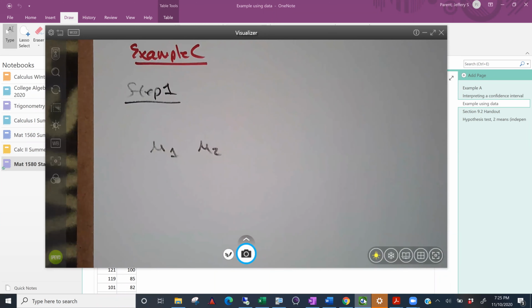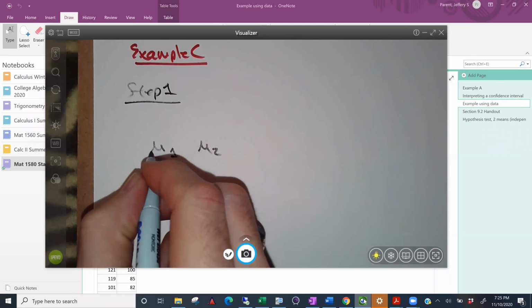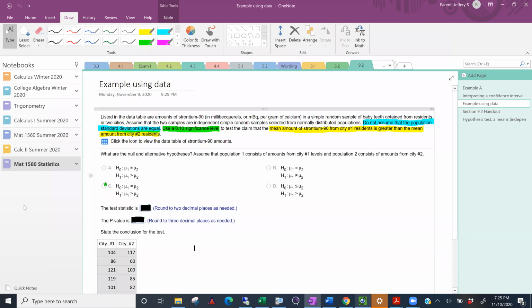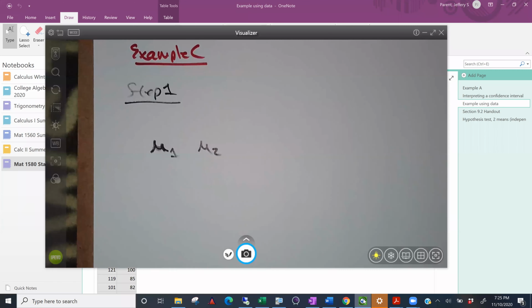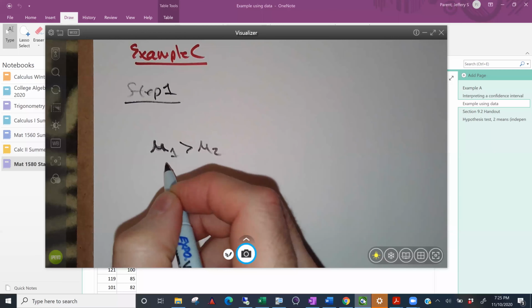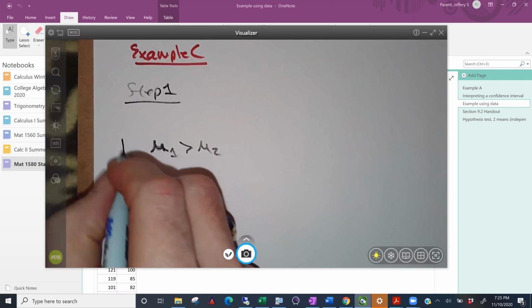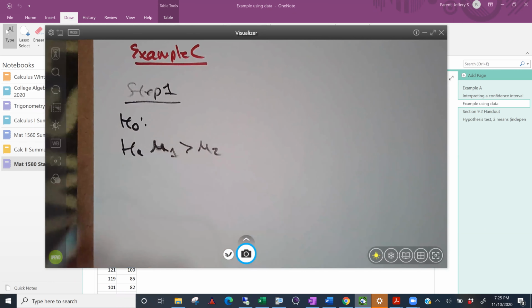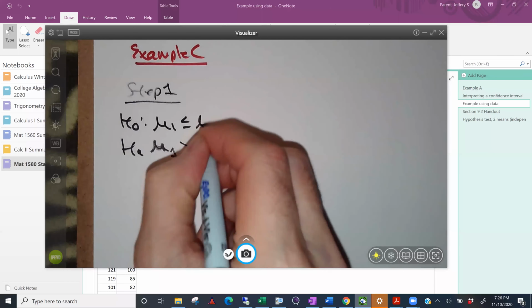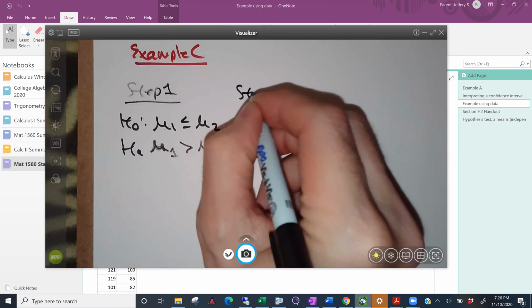Well, which one's bigger? Or what inequality should I put in between these two? Less than? Let me look back here. The mean amount of strontium from city 1 residents is greater than the mean amount from city 2. So which one? Greater than. Thank you, greater than. And that's going to be part of the alternative hypothesis. And the null hypothesis, you're going to have mu1 is less than or equal to mu2. All right, thank you.